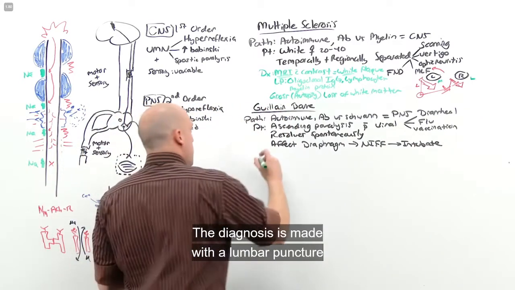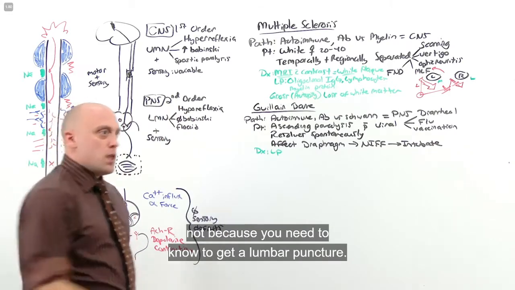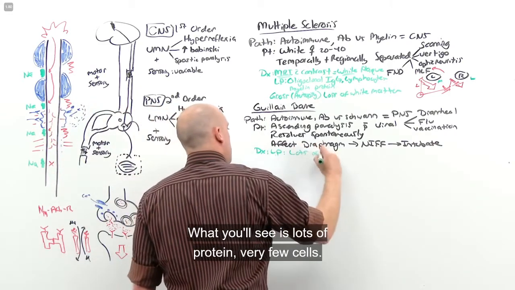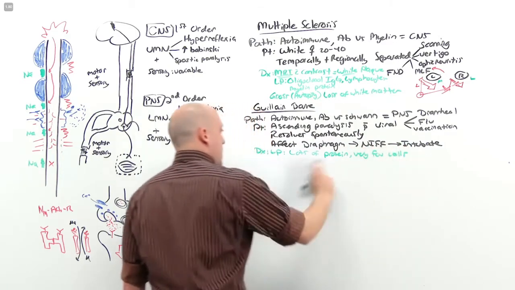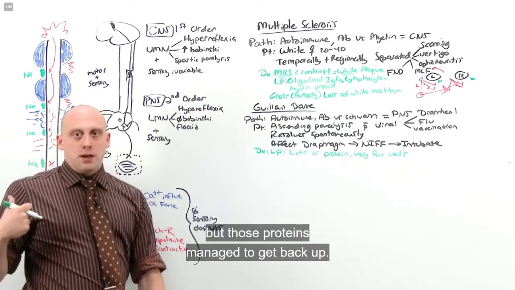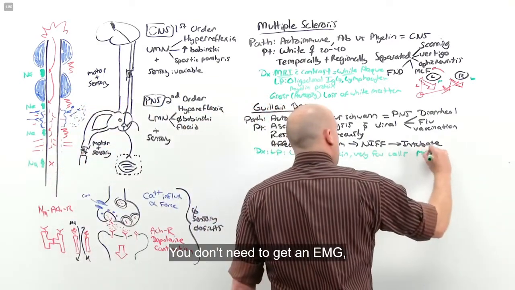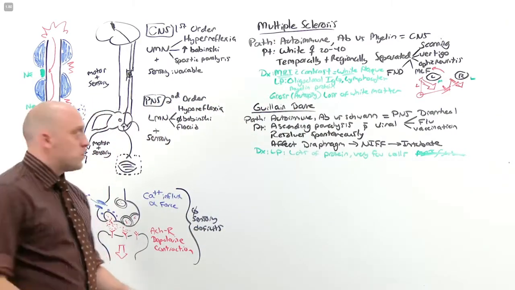The diagnosis is made with lumbar puncture. So comparing it to multiple sclerosis, not because you need to know to get a lumbar puncture, what you'll see is lots of protein, very few cells. That's the antibodies. But here you're not actually in the CNS where the lymphocytes are, they're actually in the periphery, but those proteins manage to get back up. You don't need to get an MRI, you don't need to get an EMG, you don't need a nerve conduction velocity test. All right, let's save it for now.